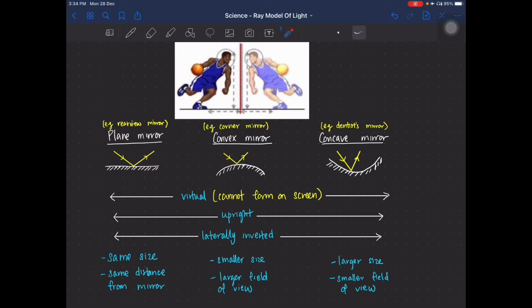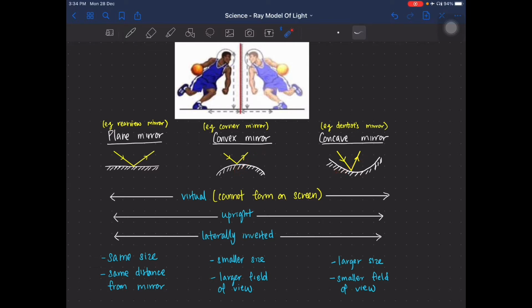Now, let's talk about the tiny differences in terms of the type of mirror. If you use a plain mirror, that's a flat mirror, so the light rays that are reflected will give off a certain type of image. But there are also other mirrors, which are what we call convex mirrors, as well as concave mirrors.